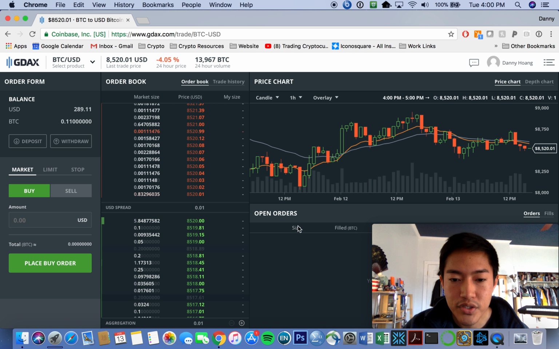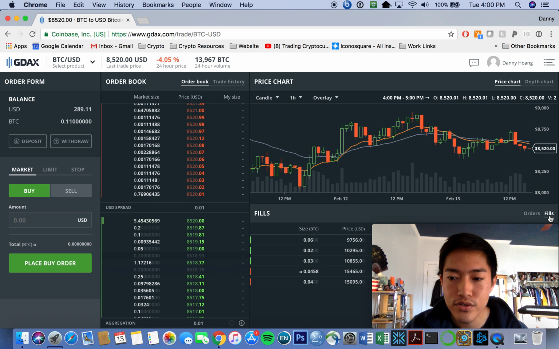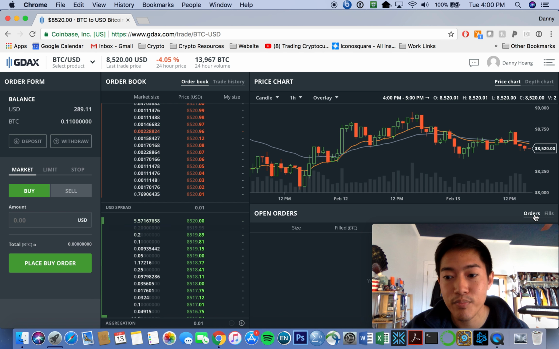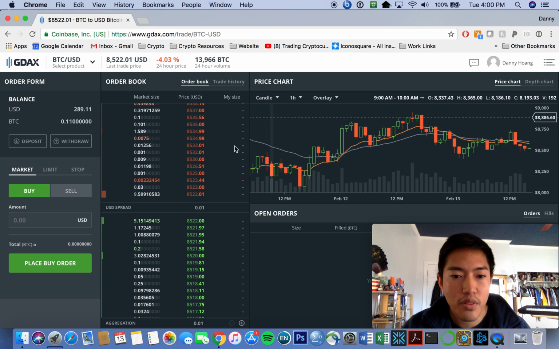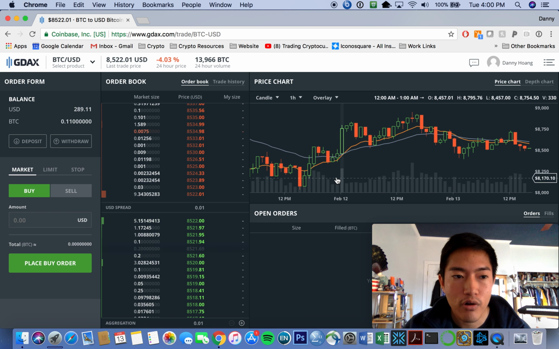So down here you can see your open orders. I currently don't have any, but if you did put in any orders, they would show up down here. You can go to your fills to see how your orders have been filled. That's basically like your order history. So that's how to navigate through the chart and the order book.